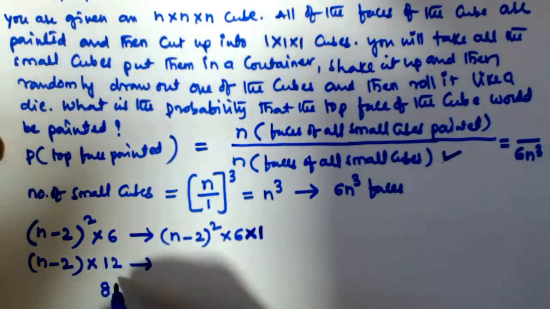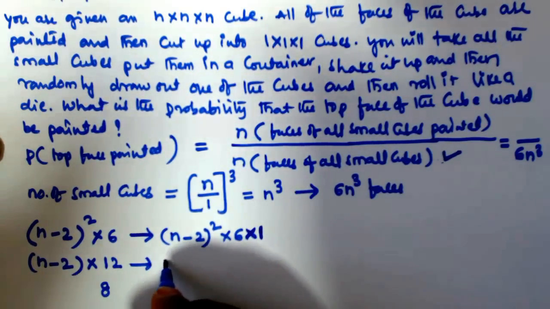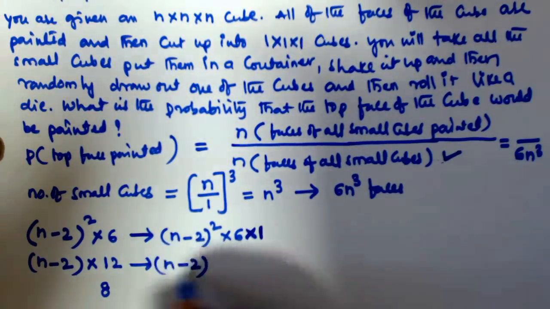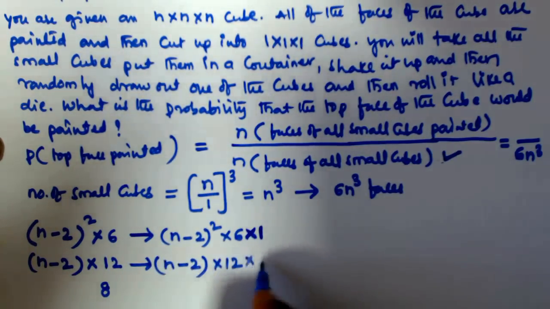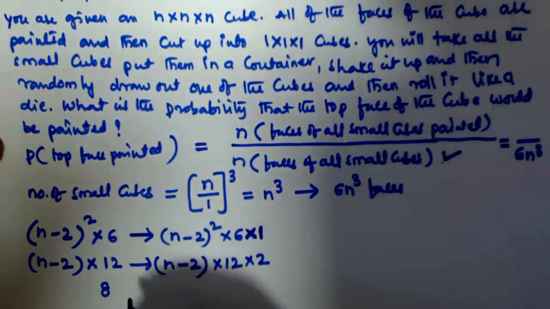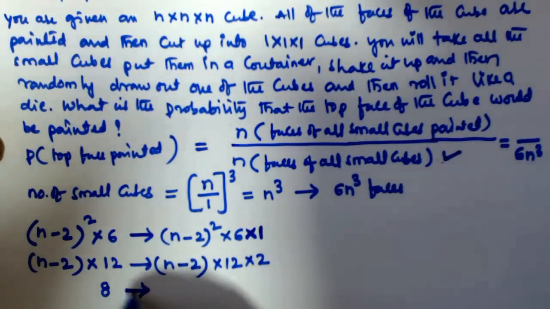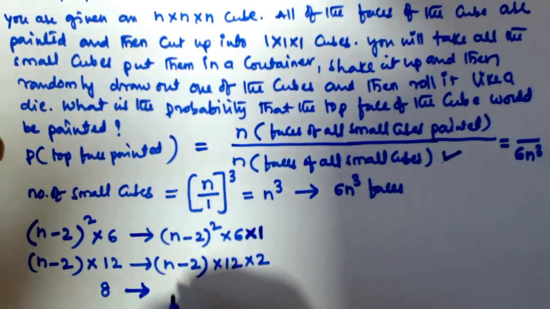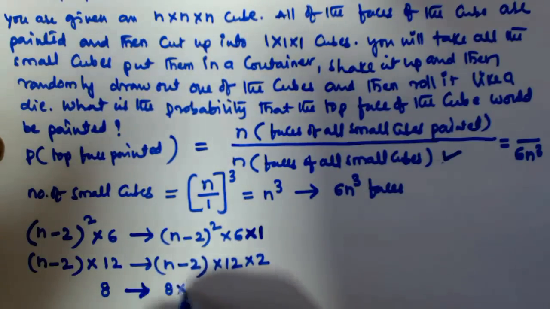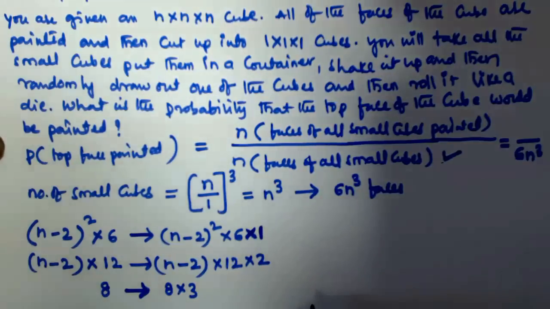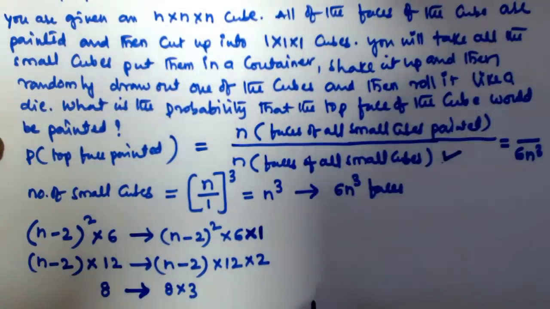And then this one will give the total number of cubes which are painted on two sides, so I am going to multiply this one with 2 to get all the faces which are painted. So 8 will give the total number of cubes which are painted on three sides, so I am going to multiply this one with 3 to get the total number of faces painted.